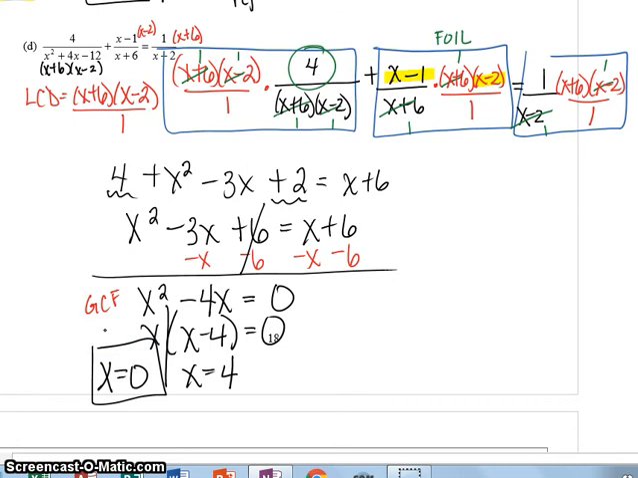Okay? Now you're going to go through and just check 4. Okay? So 4 squared is 16, plus 4 times 4 is another 16. 16 plus 16 is 32. 32 minus 12 is not 0, so you can accept 4 in the first denominator. Second denominator, 4 plus 6 is 10. That's okay. And the last one, 4 minus 2 is 2. You accept them both. Okay?